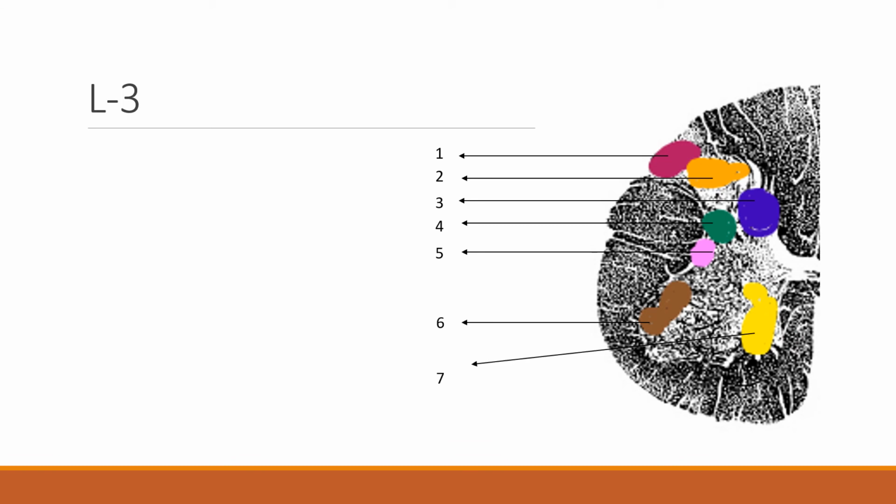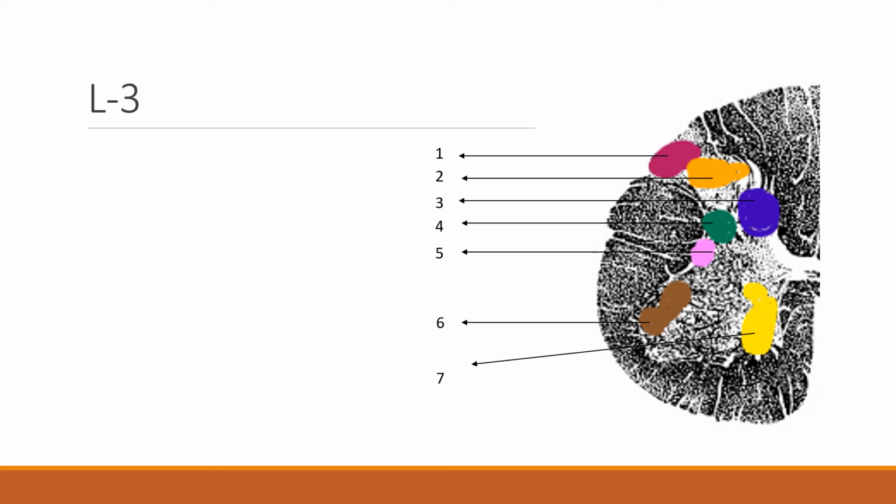Like in previous segments, we can also predict which group of neurons is going to be present at L3 level. You can see the structures marked as 7 and 6 represent the groups of neurons in the anterior gray column. The 7th is the medial group and 6 is the lateral group. There is no central group here because we know that it is only present at certain cervical segments.